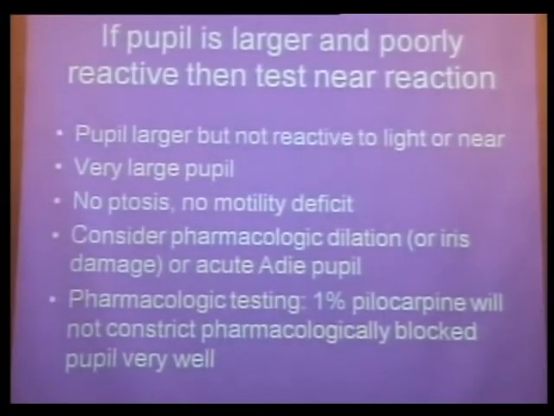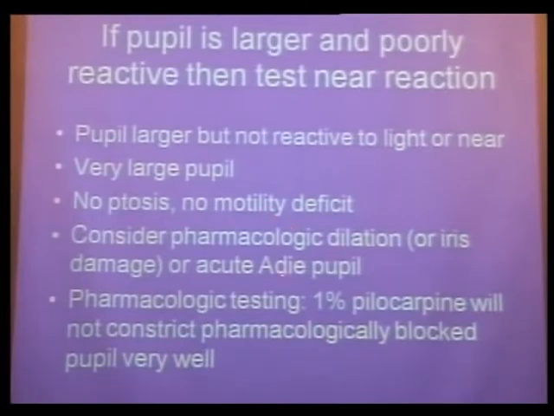So if the pupil is larger and poorly reactive, then you've got to test the near reaction. Because what you're trying to establish is, is it non-reactive to light and near, or just light? If it's light-near dissociation, that is a different differential diagnosis. Pharmacologically dilated pupils are very big pupils. You need to establish that there's no ptosis and no motility deficit. And then it comes down to an acute tonic pupil versus pharmacologic dilation if both the light and the near reaction are out, but the lid and the motility are full.